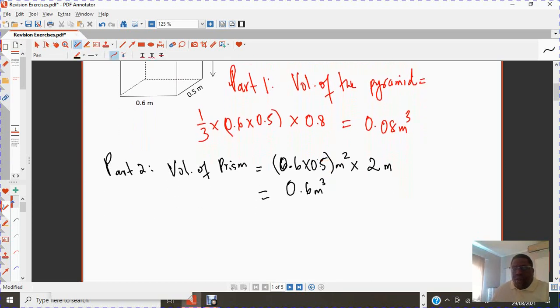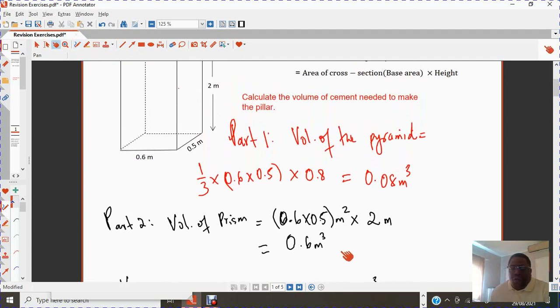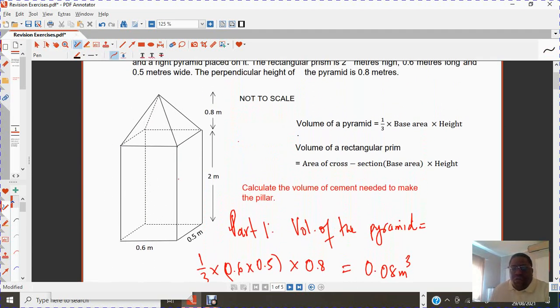So I think you know where I'm going with this. So the volume of the cement pillar will be 0.08 cubic meters plus 0.6 cubic meters. It is therefore 0.68 cubic meters. So this is a very straightforward question. For ordinary level, they are always going to give you the volume of a pyramid, or a cone or a sphere. But the others you have to know by yourselves, like how to find the volume of a rectangular prism.